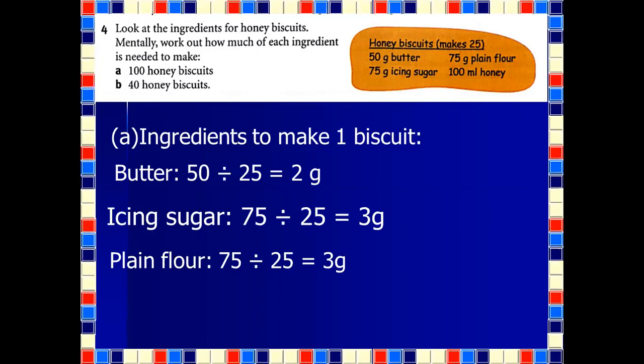Good job. Go ahead, Kenan. 4. Yes. Thank you. So this is the amount to make 1 biscuit, right? Now I will make 100. What will I do with this amount? Multiply by 100. This is to make 1 biscuit, right? But I want to make 100 biscuits.